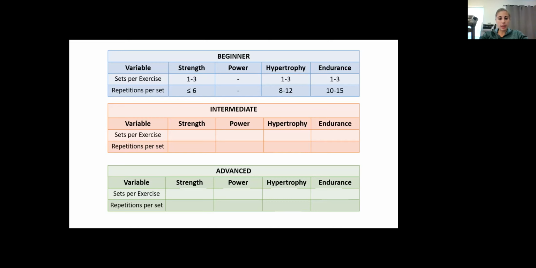All right. Let's move to intermediate. So how many sets for an intermediate client? Okay, so again, based on the chart, you're kind of there. So it would be greater than or equal to 3. Okay, and that would be across the board. If you were to prescribe power for an intermediate client, it would be like 1 to 3 sets. So greater than or equal to 3 for intermediate. Okay, how many repetitions per set for strength for intermediate?